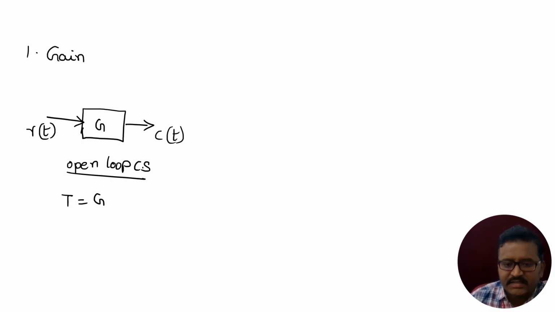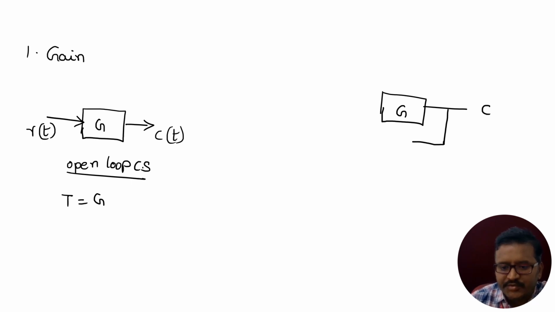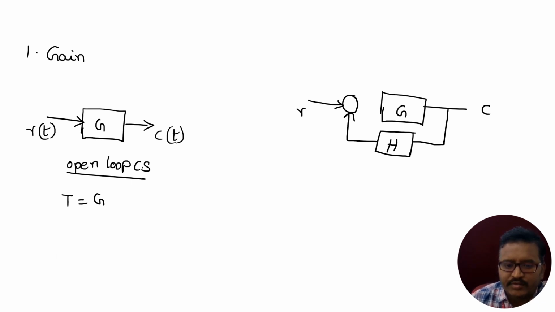Whereas if we consider a closed loop control system, the closed loop is formed like this. We have a plant G, and the controlled output C is given back to the input through a feedback connection. Let us assume the feedback connection gain is H. Then it is given to an error detector, which detects the difference between the reference input and the feedback output and gives an input for the plant. So this is what a closed loop control system is.